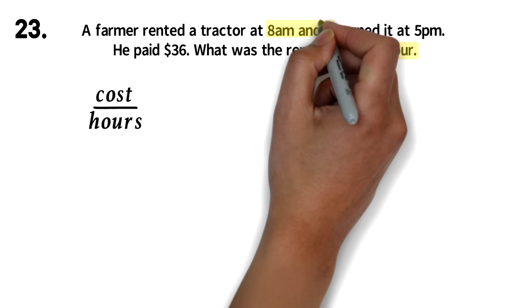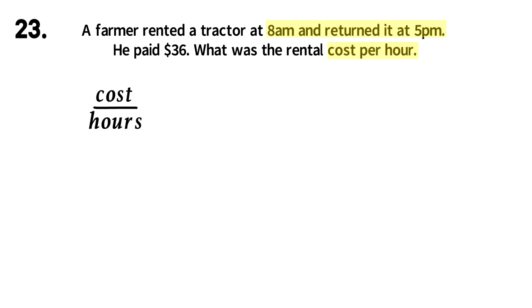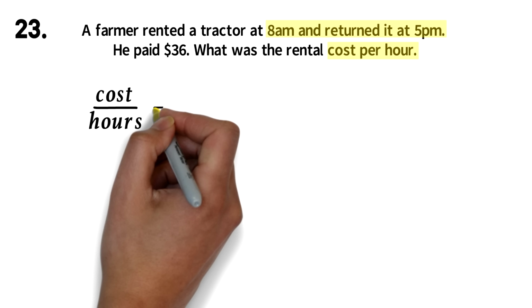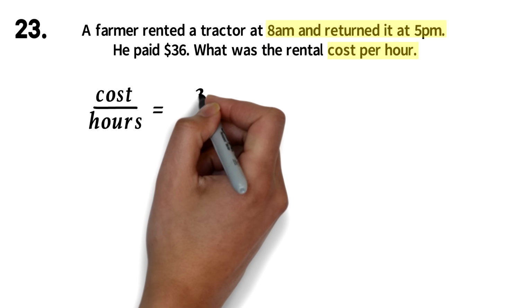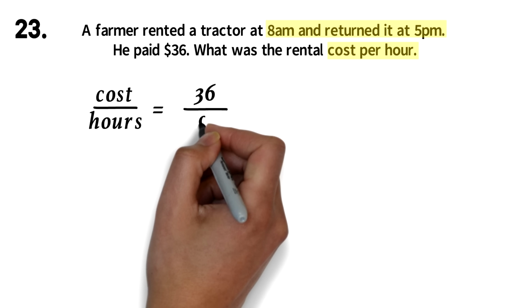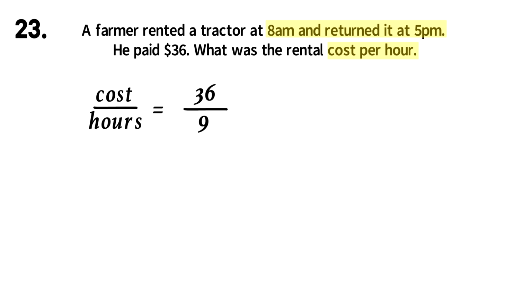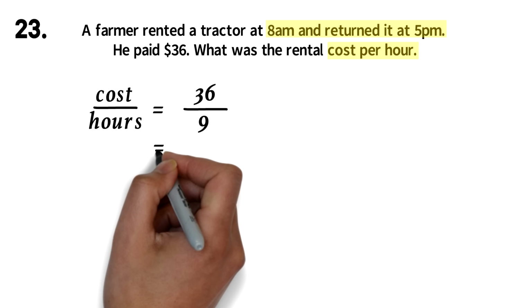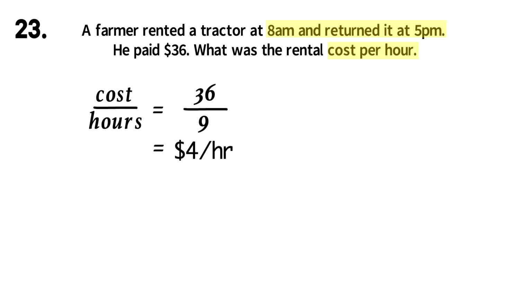From 8 a.m. to 5 p.m. is 9 hours. So we have 36 divided by 9. This will give us a rental cost of $4 per hour. Let's look at our next question.